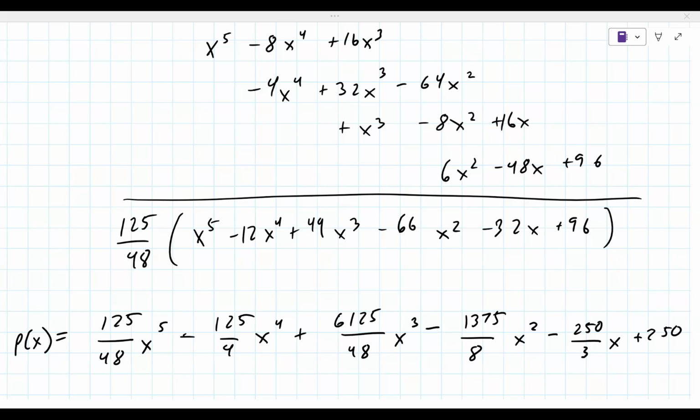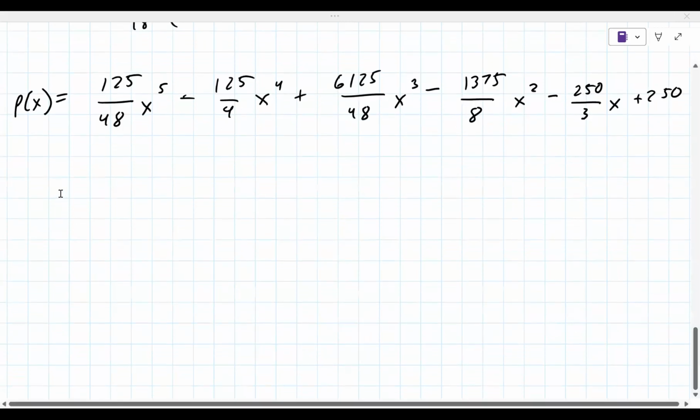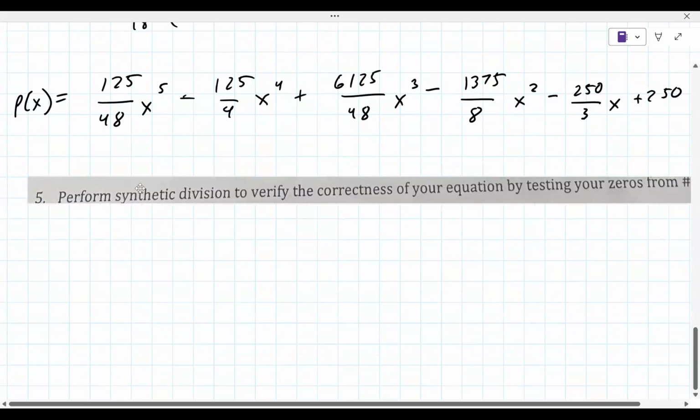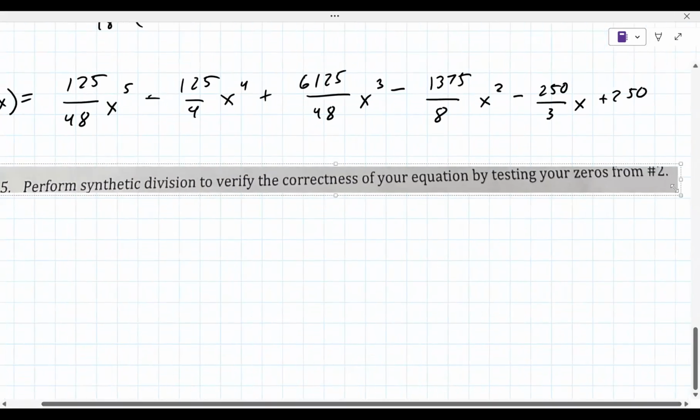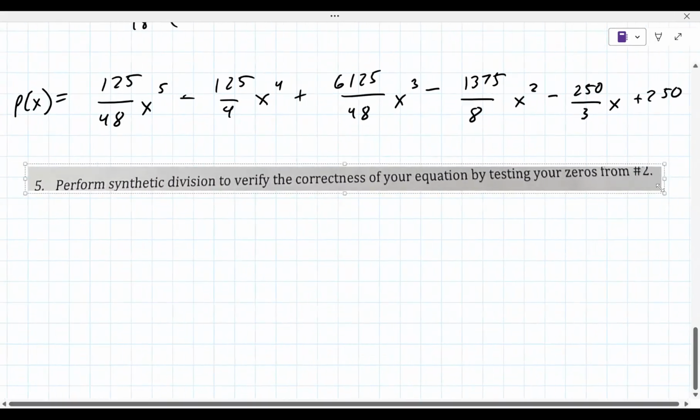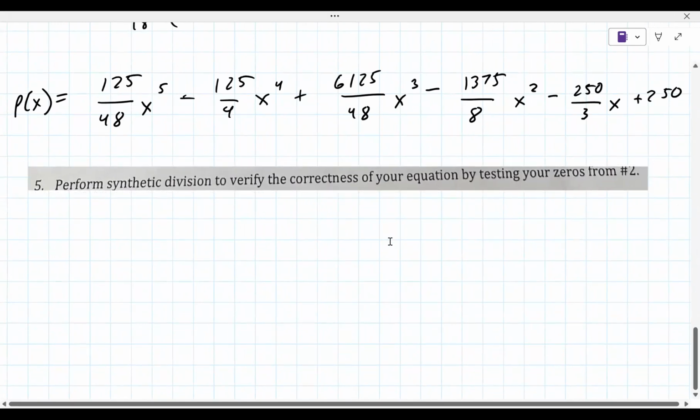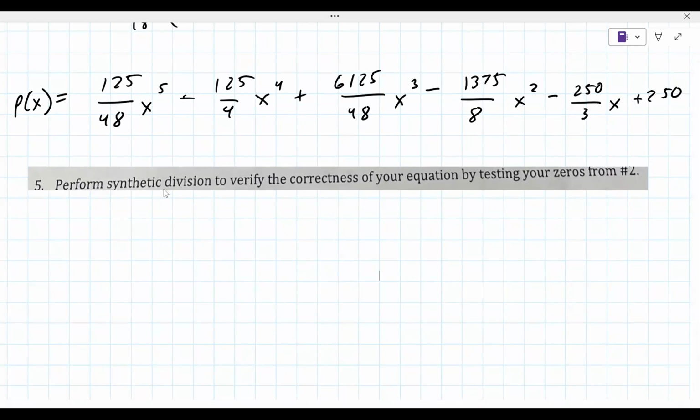Synthetic division by testing zeros from number two. Oh my gosh. Wow. All right. So to do number five, this is so garbage. I don't know how many you're supposed to test. It says perform synthetic division to verify the correctness of your equation by testing your zeros from number two. So you have to use synthetic division on all of the zeros. What do you think about that? You think it's all of them, one of them, some of them?